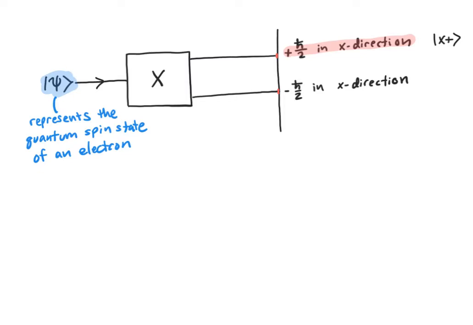So each time I can say, all right, this time I got spin up in the x direction. I got x plus. I got x plus again. I got x plus again. This time I got x minus. This time I got x minus, x plus, x minus, x plus, x minus, x minus, x minus, x plus, x plus, x plus, x plus, x minus, and so on.